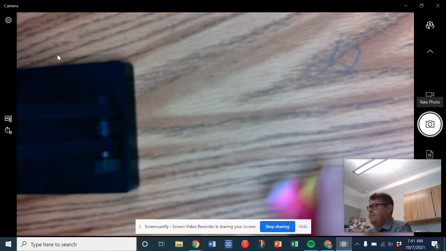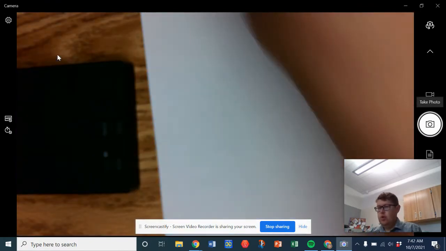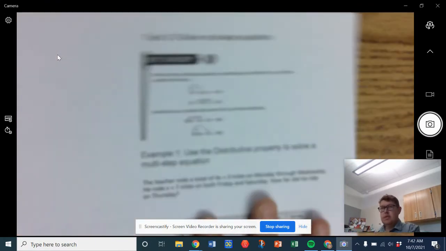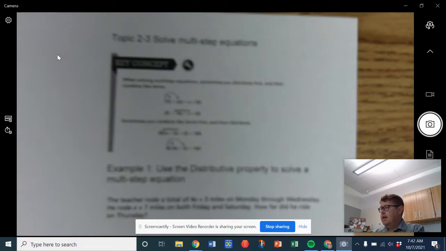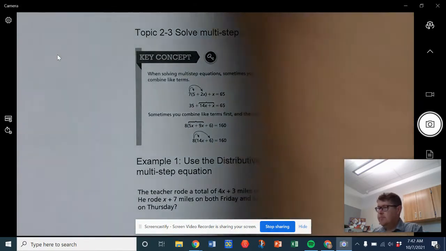There we go. Okay. So we are still in the middle of solving equations. This is topic 2-3. We're talking multi-step equations. This is really all about the distributive property.